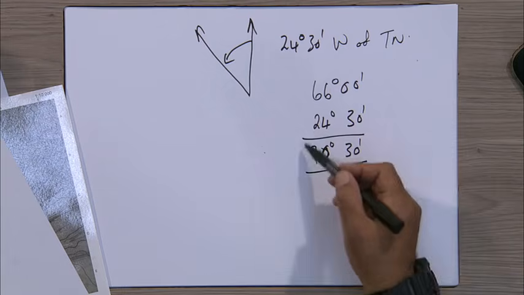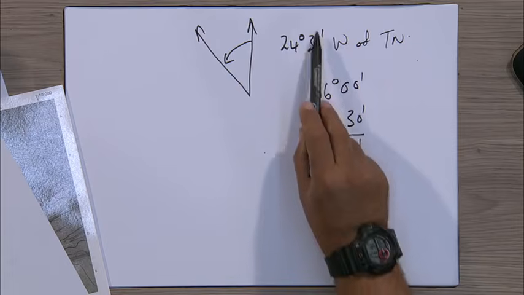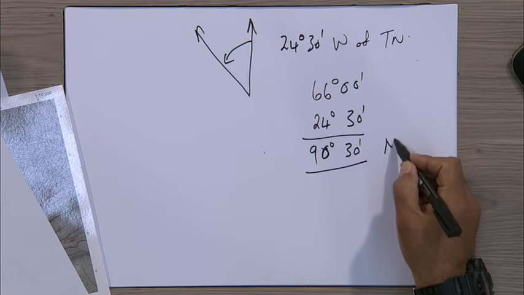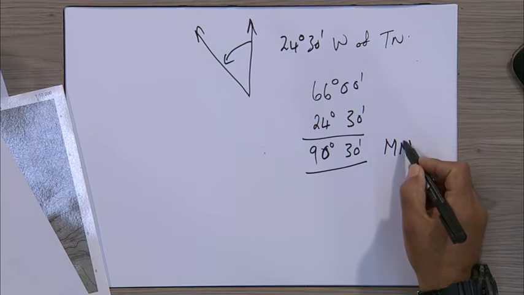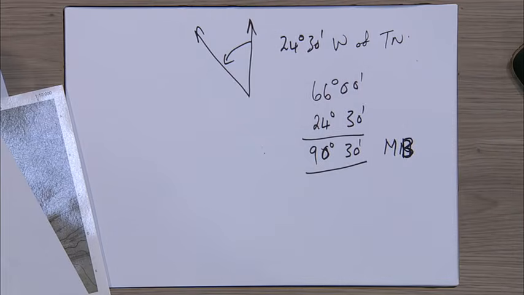So in order to calculate the magnetic bearing, you do a normal measure of bearing and then you just add the magnetic declination to that bearing so that you have your magnetic bearing, MB. All right, let's move away from this now.